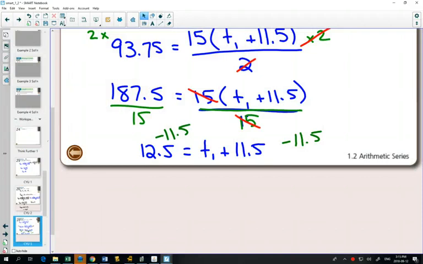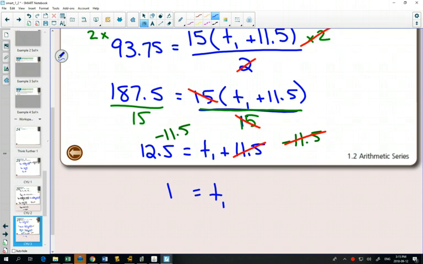So now, these 11.5s will be 0. We have successfully got term 1 all by itself on this side, and subtracting 11.5, it is 1. So nice, so simple. We have the answer at the bottom. The first term is 1.